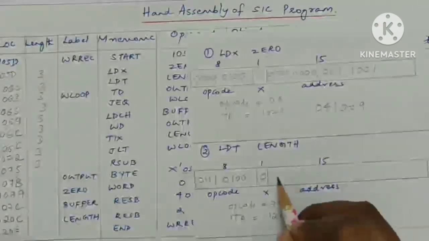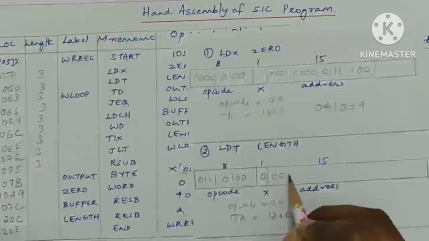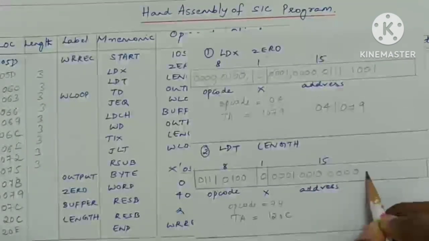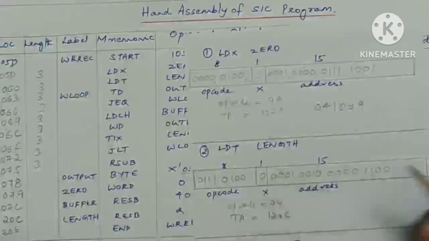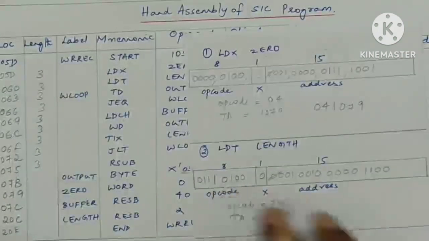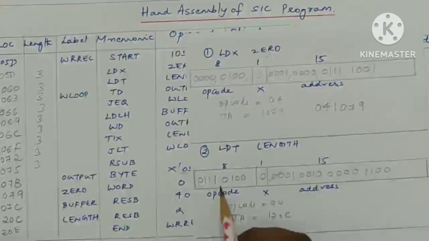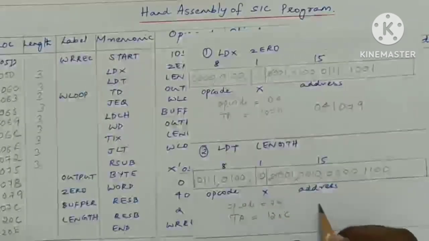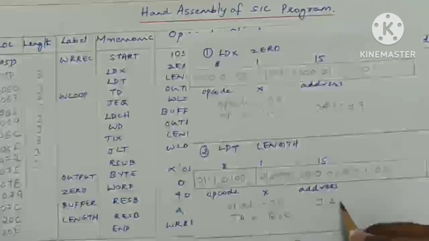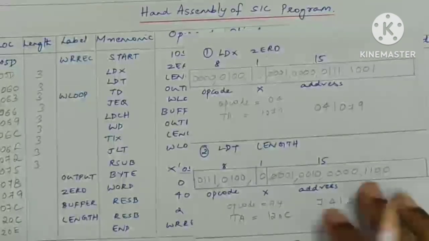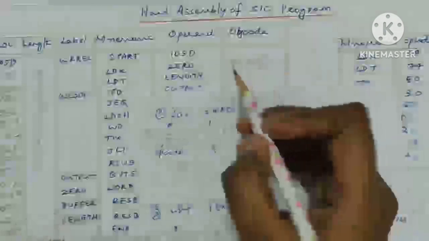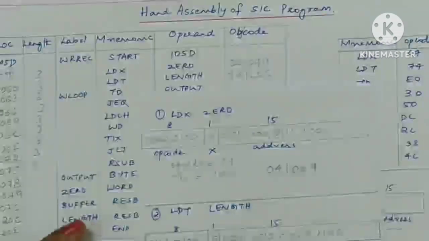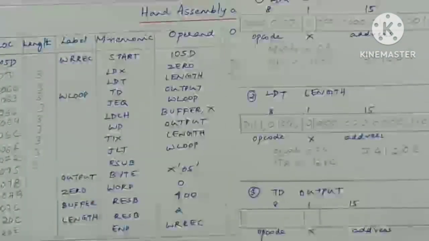Now for 120C, just fill in the binary value. 1 is 0001, 2 would be 0010, then again you have a 0 followed by C. C is 1100. So remember this: strike off this most significant bit, then group it in terms of 4 and write the equivalent hexadecimal value. Again you will get the value 74120C. This is the value equivalent to the instruction LDT length, 74120C.